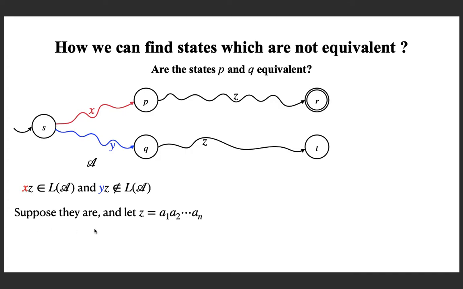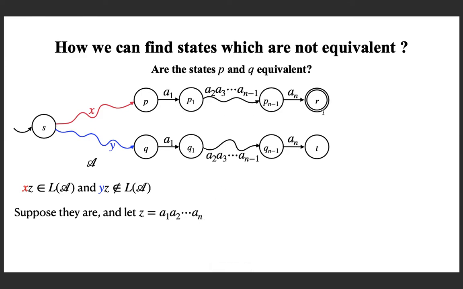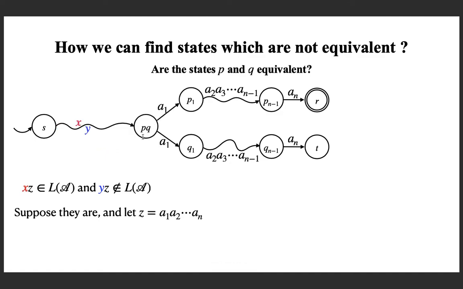And now, suppose the string z is a sequence of n letters a1, a2, etc. an. So, this is actually the path a1, then a2, a3, likewise it goes. The same sequence of letters here as well. Now, suppose you say these are equivalent, then what do you do? You will merge them into a state PQ.